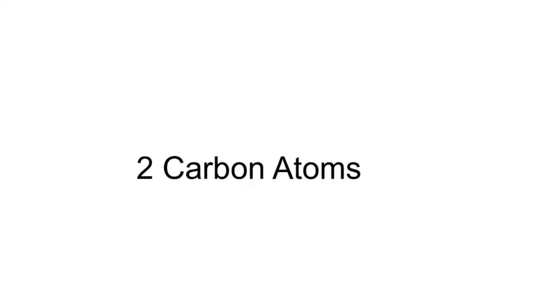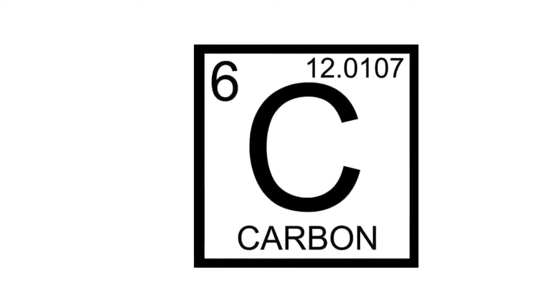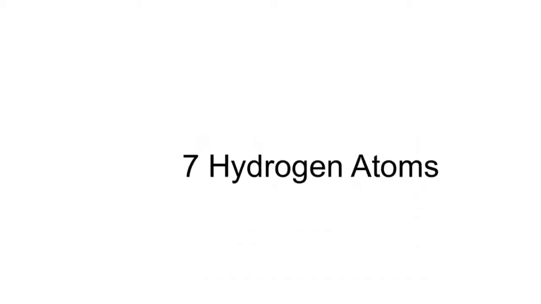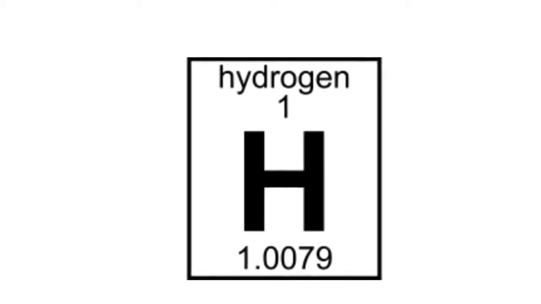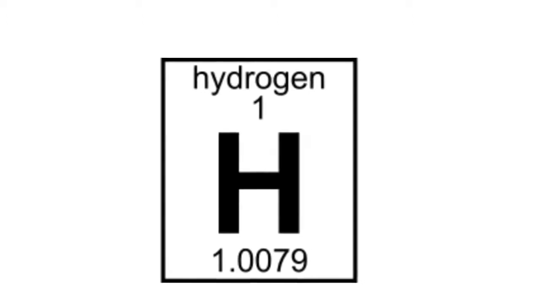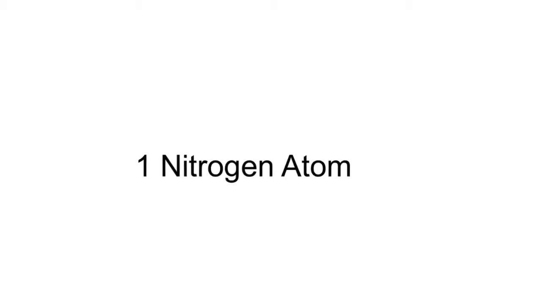Carbon is the sixth element on the periodic table of elements, with an atomic weight of 12.0107. Taurine has 7 hydrogen atoms. Hydrogen is the first element on the periodic table of elements, with an atomic weight of 1.0079. Taurine has 1 nitrogen atom.